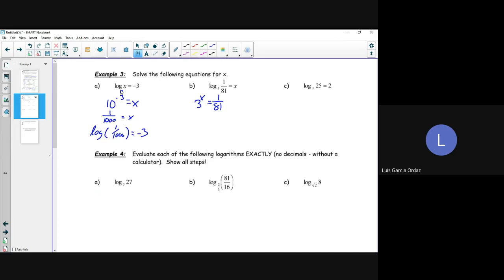So for B, we have 3 to the x is equal to 1 over 81. We need to figure out what number with the base 3 is going to equal 1 over 81. Matthew said negative 4, which is perfectly fine. So 3 to the x is equal to 3 to the negative 4, which means x is equal to negative 4, which means we can write log base 3 of 1 over 81 is equal to negative 4.